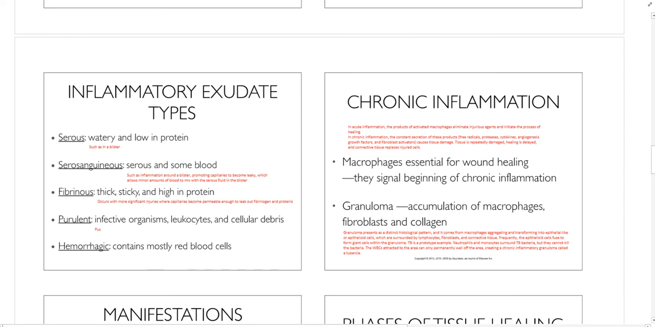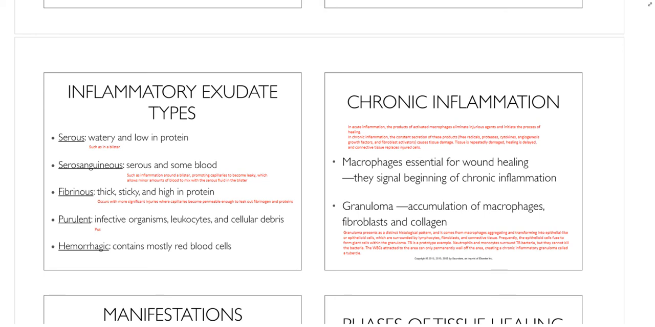Chronic inflammation, so we've got a little extra stuff here. In acute inflammation, the products of activated macrophages will eliminate injurious agents and initiate the process of healing. So that's good. In chronic inflammation, there's constant secretion of these products, such as free radicals, proteases, cytokines, angiogenesis growth factors, which is just a fancy way of saying growth signals, chemicals that help promote the development of blood vessels, and fibroblast activators. The constant release of those products causes long-term tissue damage because they're constantly being produced.